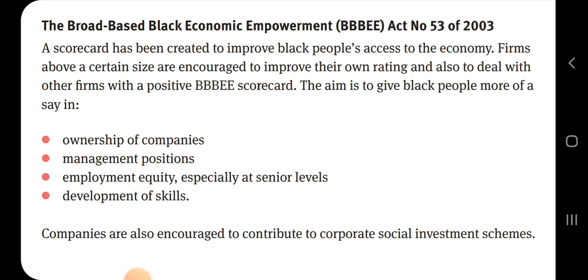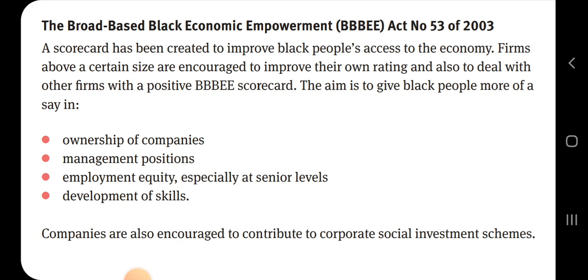A scorecard, and then we have the broad-based Black Economic Empowerment. A scorecard has been created to improve Black people's access to the economy. Firms above a certain size are encouraged to improve their own rating and also to deal with other firms with a positive BEE scorecard. So let's say there's a white-only owned business. It's big. They have to have Black shareholders in that business in order for them to be triple BEE compliant.